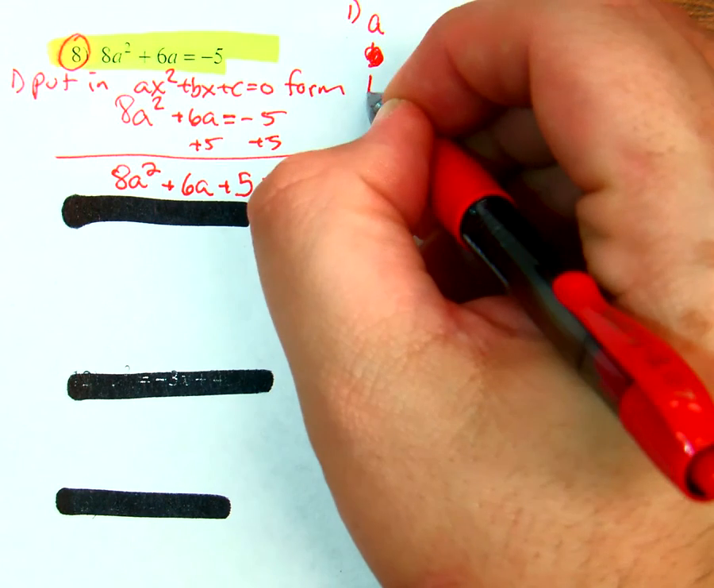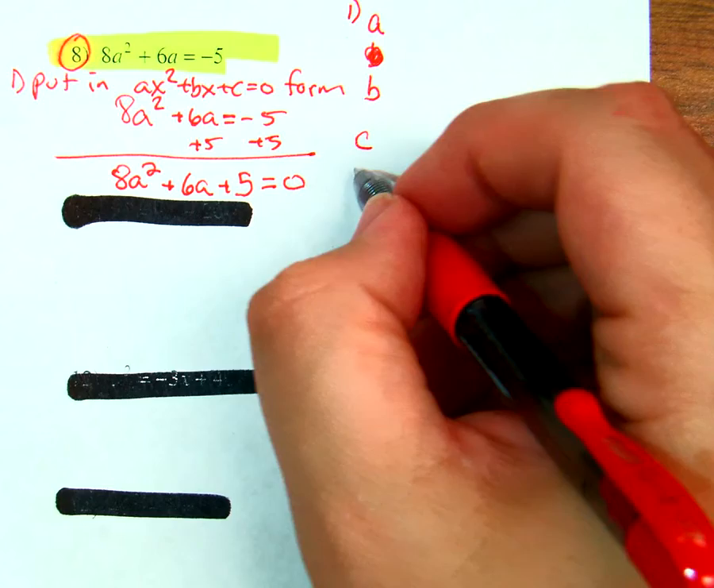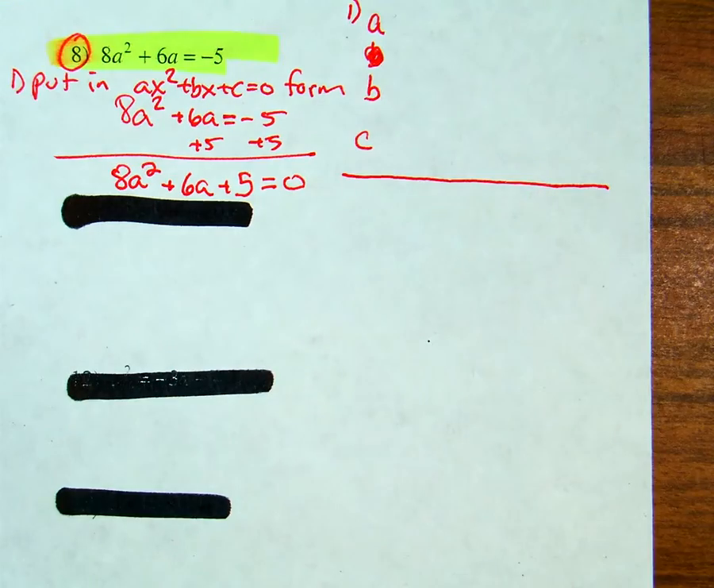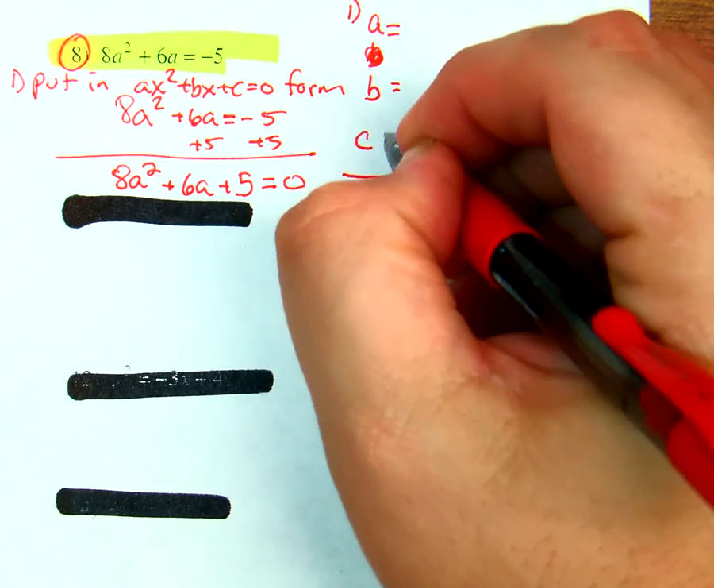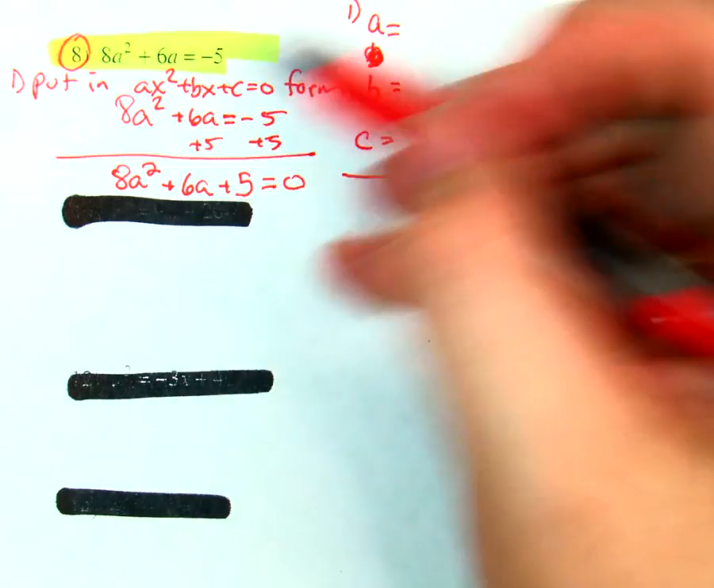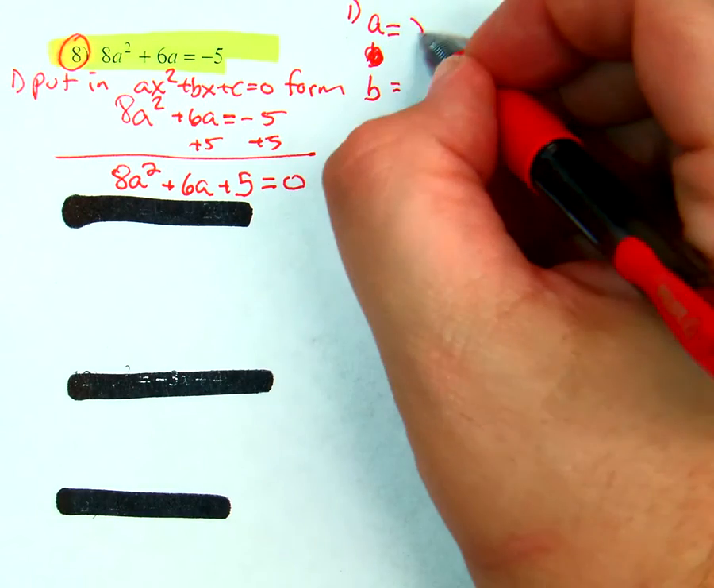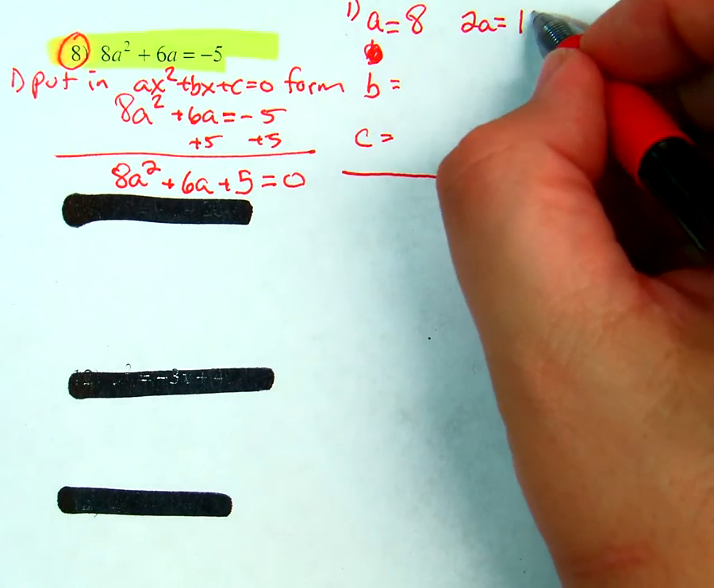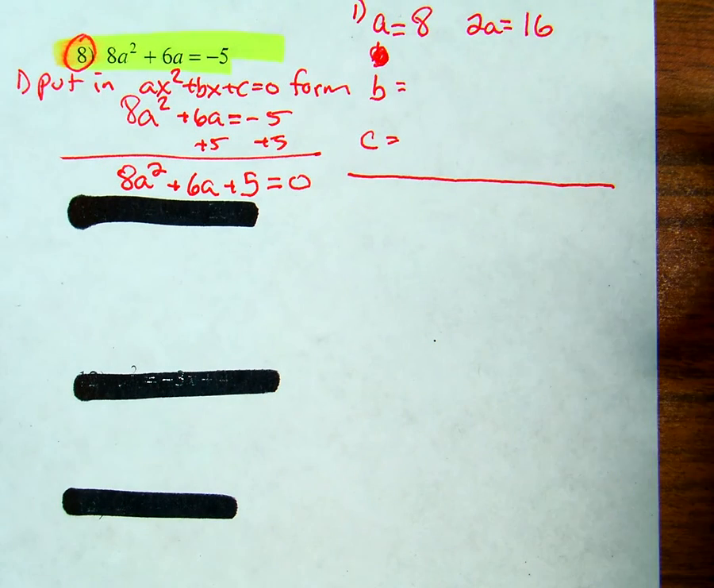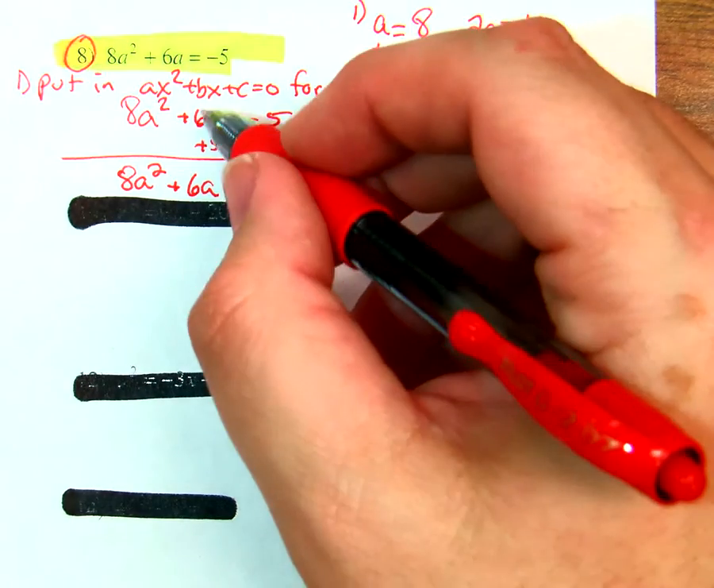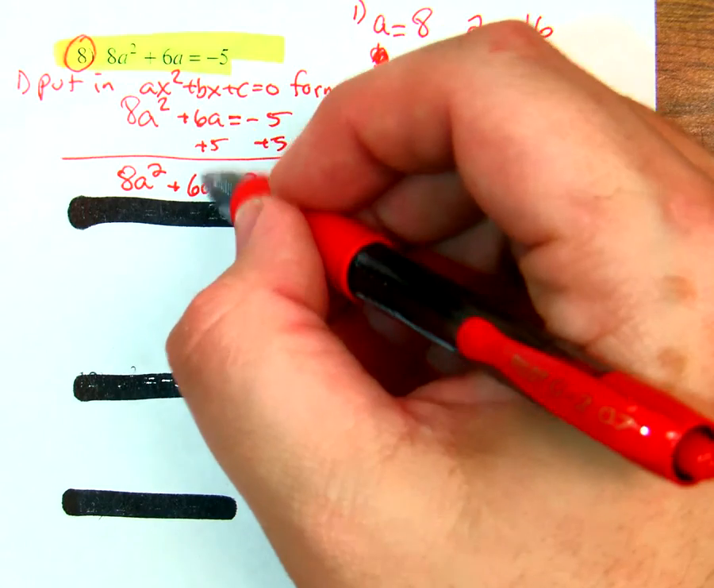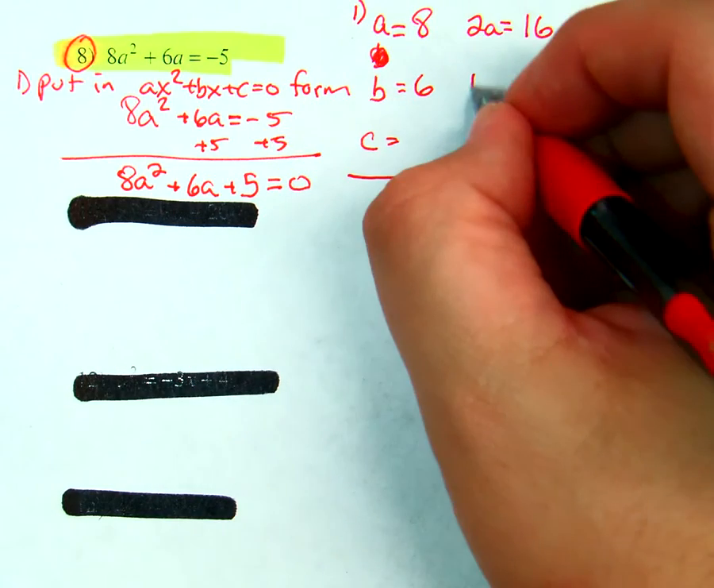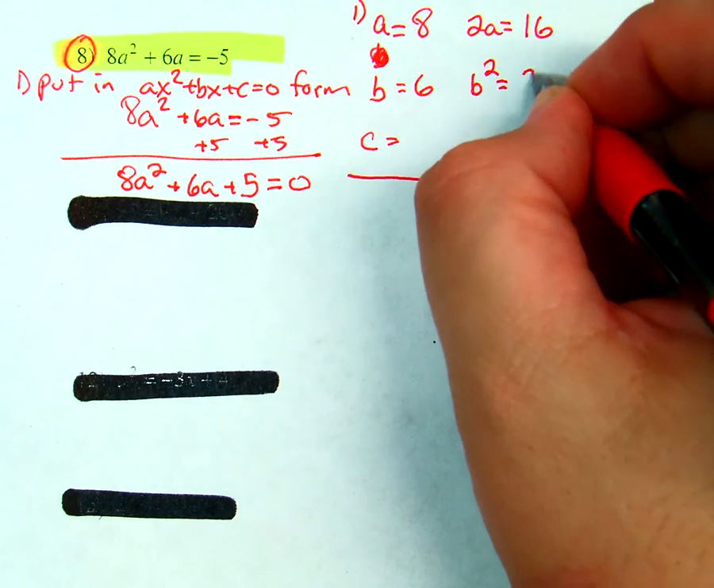I need A. What's A equal to? What's B equal to? What's C equal to? What's my A value? 8. So what's 2A? Just 2 times 8, 16. What's my B value? 6. What's B squared? 36. What's my C value? 5.